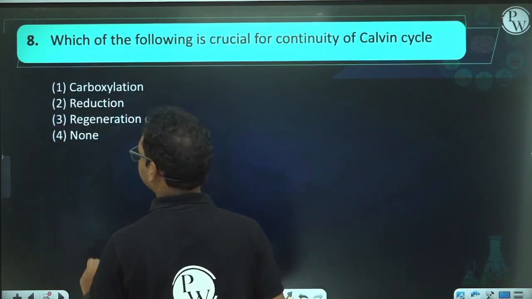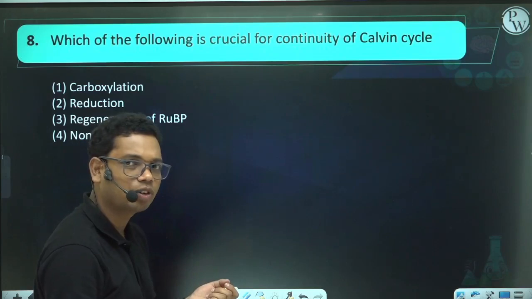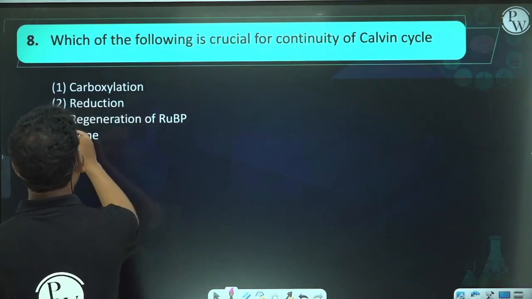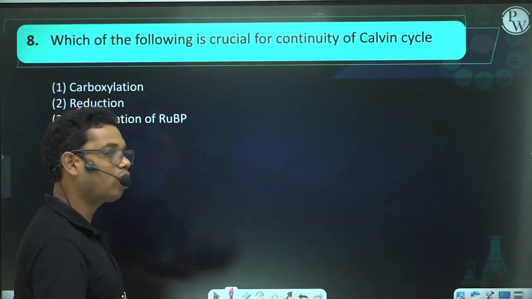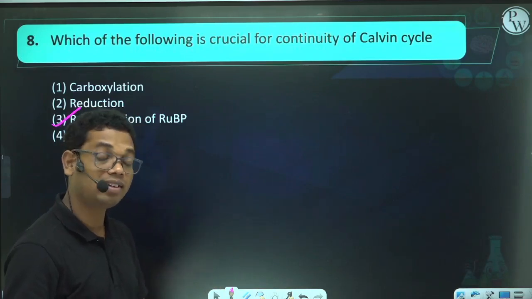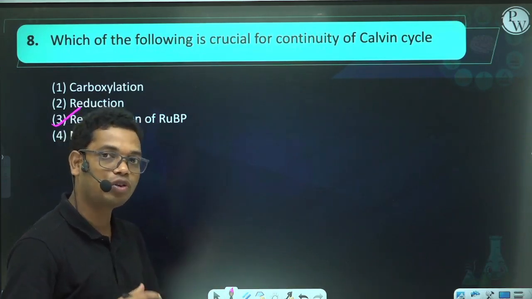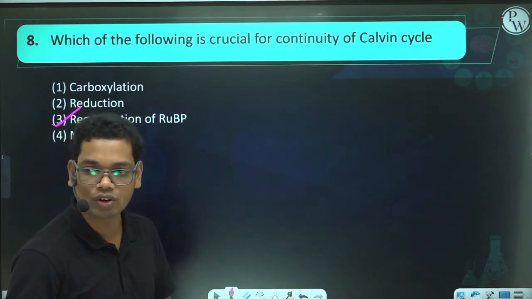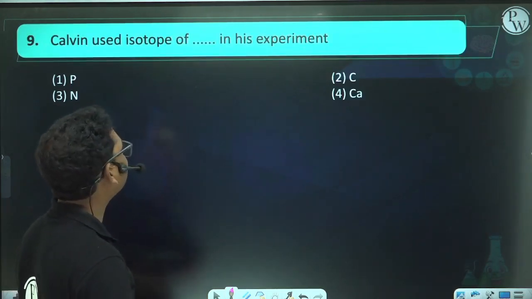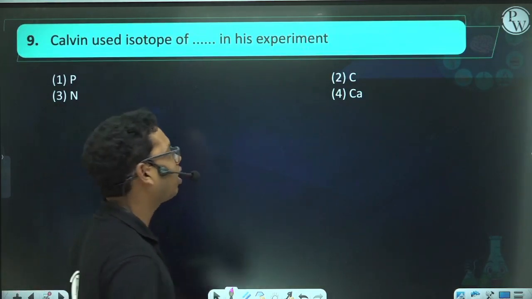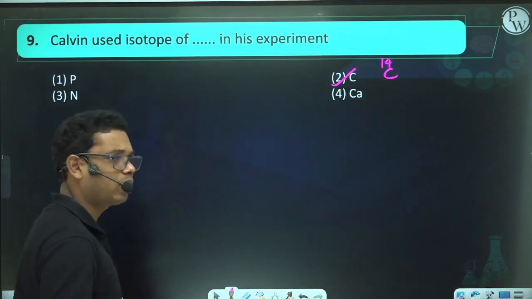Okay. Next. Which of the following is crucial for continuity of the Calvin cycle without any interruption? It is the regeneration of RuBP, because the RuBP is not formed continuously in the cell, and it gets used in the very first phase of the Calvin cycle. That is why for continuity of the Calvin cycle, the RuBP must be regenerated. Next, Calvin used an isotope of what in his experiment? Carbon. So it was C14. Radioisotope C14 was used by him.